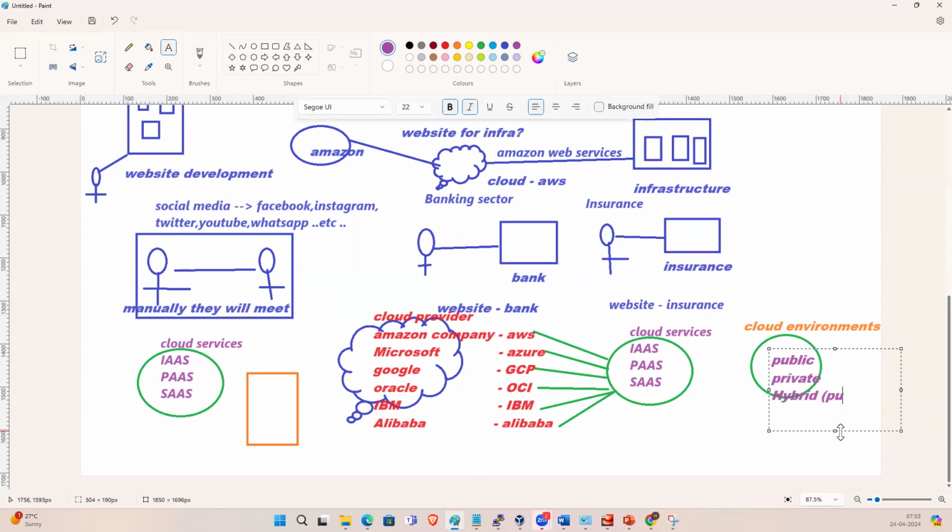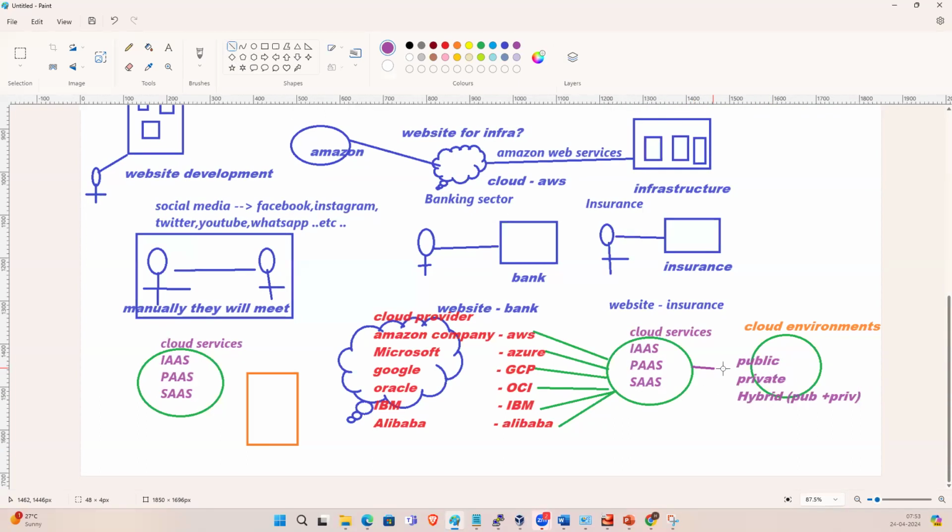Hybrid is nothing but public plus private. Public plus private is nothing but a hybrid. Guys, now you understood cloud environments? The cloud environments are a public environment, private environment, and hybrid environment. Every cloud provider uses the same environments. Guys, understood?